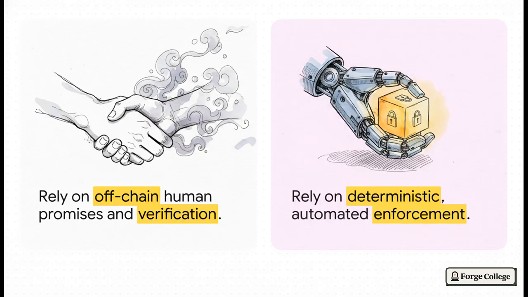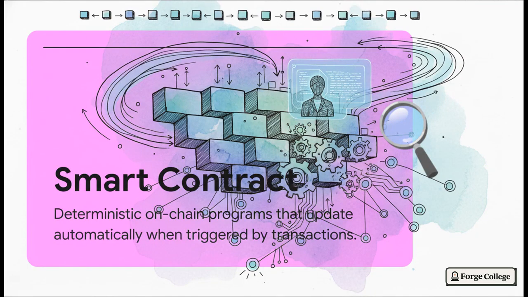On-chain contracts completely flip this script. They rely on deterministic, automated enforcement. So unlike your friend, a smart contract literally forces the transaction to execute the exact millisecond its conditions are met. There's zero negotiating, no excuses, and definitely no amnesia. The absolute crucial takeaway here is that smart contracts replace human mediators with raw code.